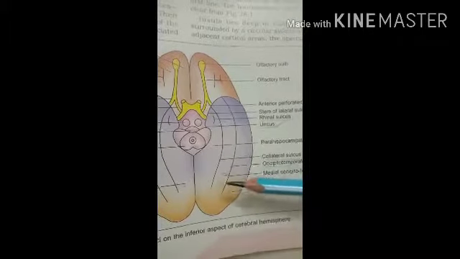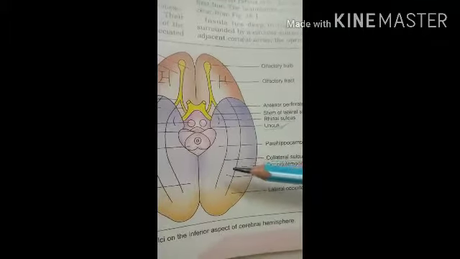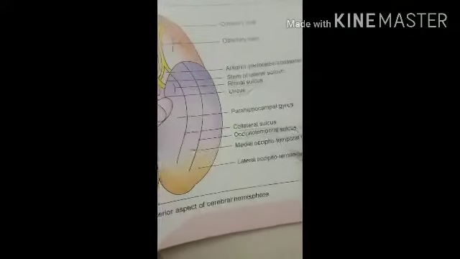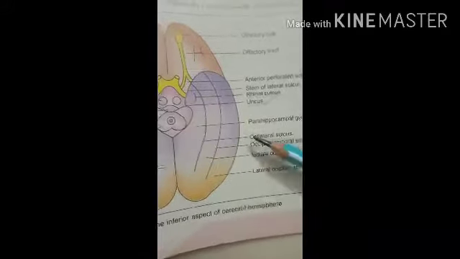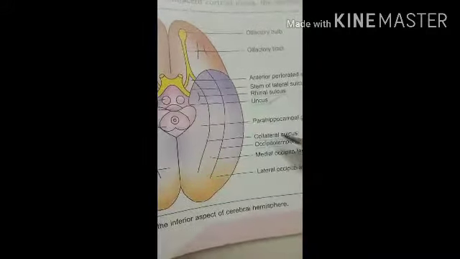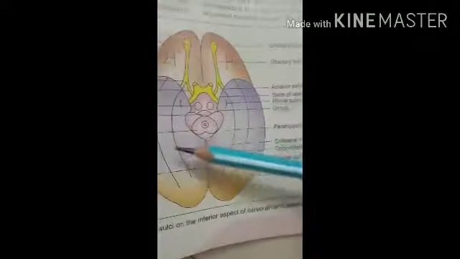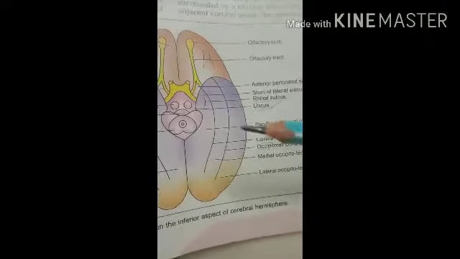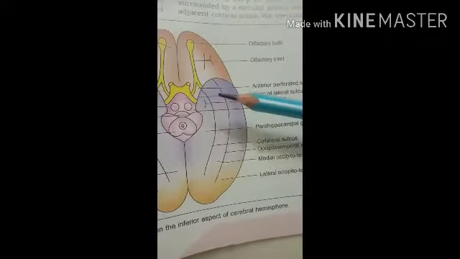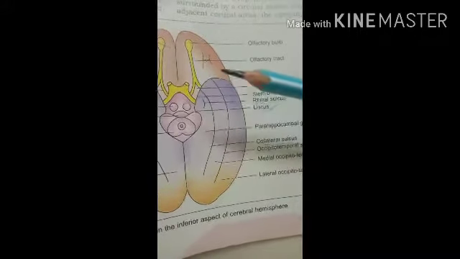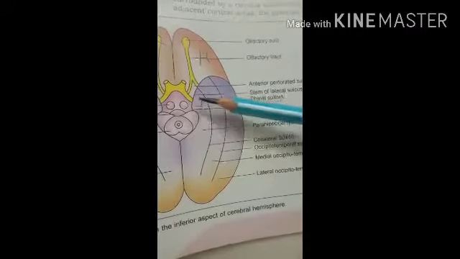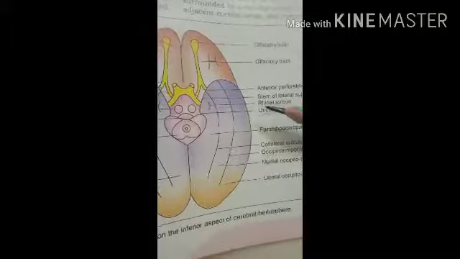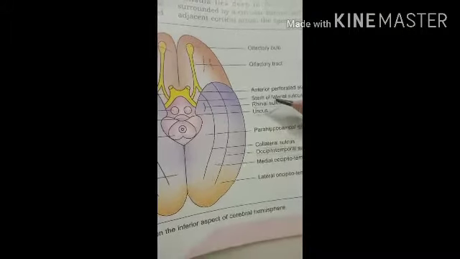Then anteriorly, the lingual gyrus is continuous with the parahippocampal gyrus. So this anterior part is called the parahippocampal gyrus, just medial to the collateral sulcus. So this area and this area, that is the parahippocampal gyrus. Then the anterior end of the parahippocampal gyrus shows a hook shaped sulcus. So here on both sides, the hook shaped sulcus is present, it is called the rhinal sulcus.